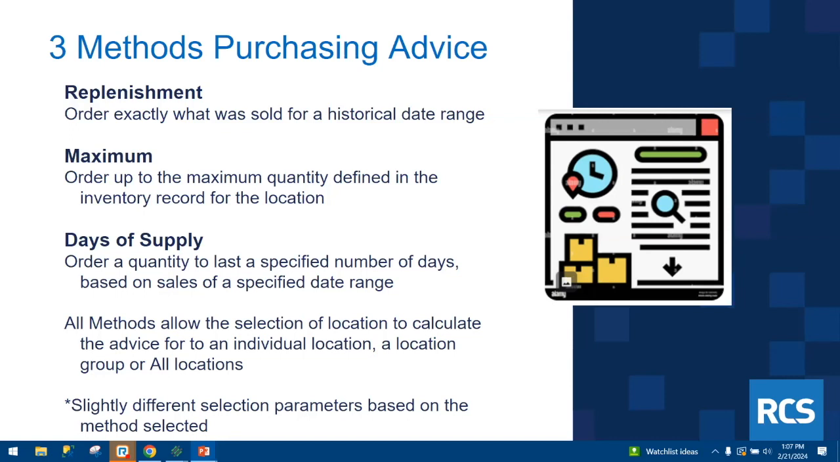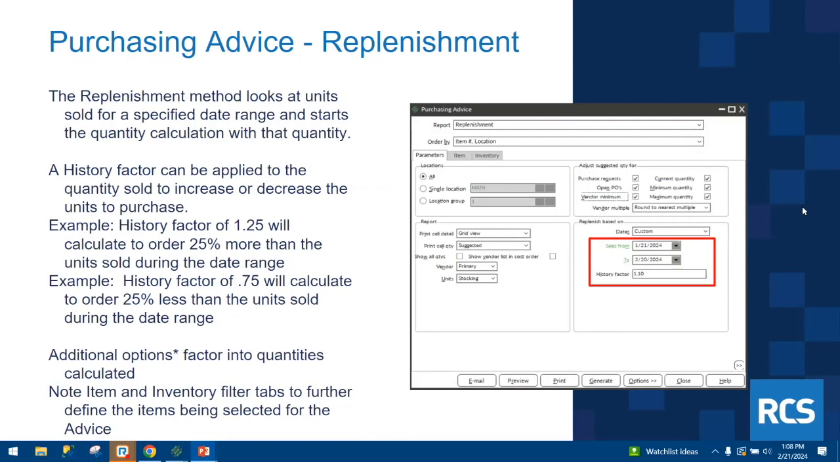And then you'll notice as we go through this that there are slightly different selection parameters for each of the methods, just based on which one you pick. So the first one, and probably the most straightforward, is just replenishment. Here we're saying we just want to look at a sales range, and we want to purchase exactly what we sold during that sales range.